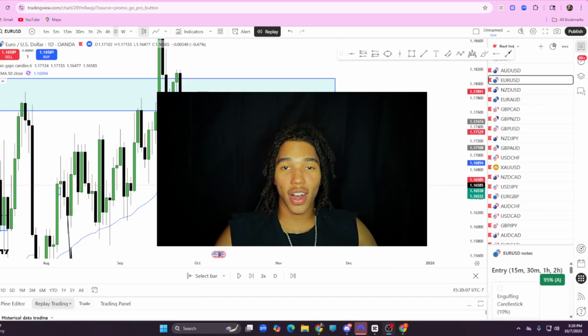So this is exactly how I identify and trade my areas of interest. It's not about having 10 different indicators. It's about being patient and waiting for the key levels.